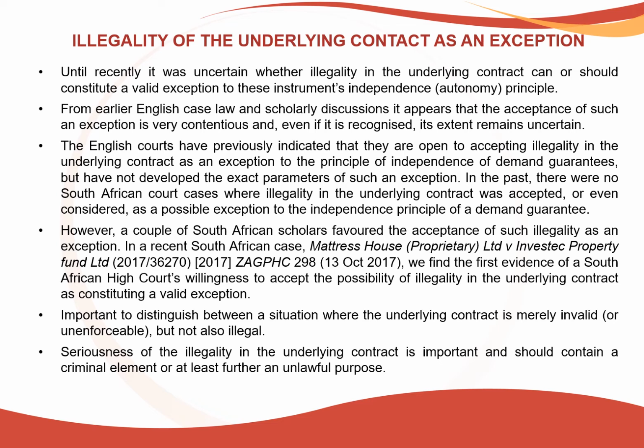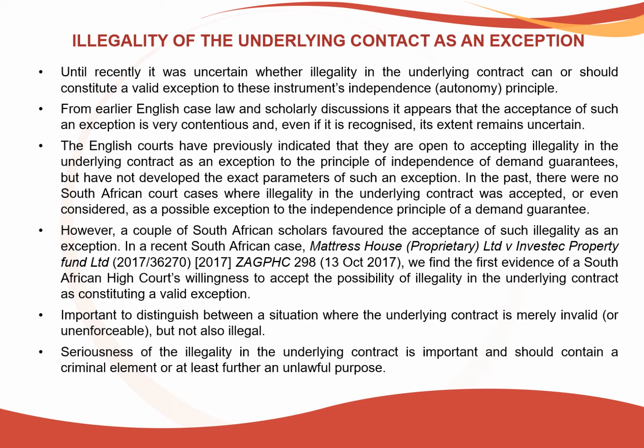It has been correctly argued that one should distinguish between a situation where the underlying contract is merely invalid or unenforceable, but not also illegal. An invalid underlying contract has no effect on the validity and enforceability of the obligation in terms of a demand guarantee or letter of credit itself. Where the underlying contract is illegal, it is important to first establish whether that illegality is serious, and if so, to establish thereafter whether it also extends to and influences or taints the demand guarantee or letter of credit itself. If the demand guarantee or letter of credit is indeed affected by the illegality in the underlying contract, the principle of dependence of the guarantee or credit may be infringed.